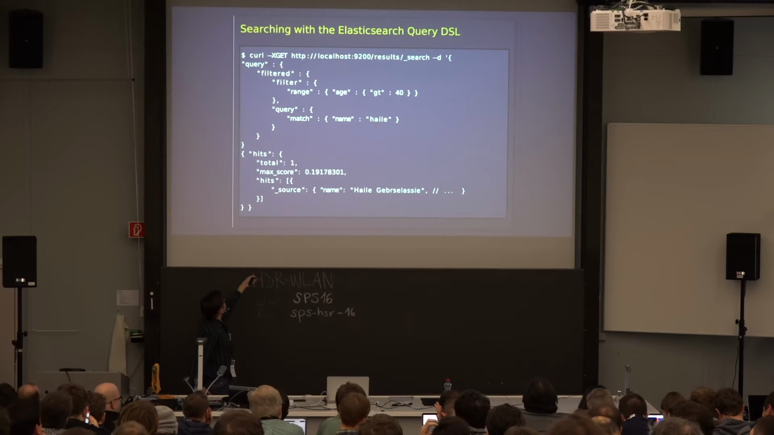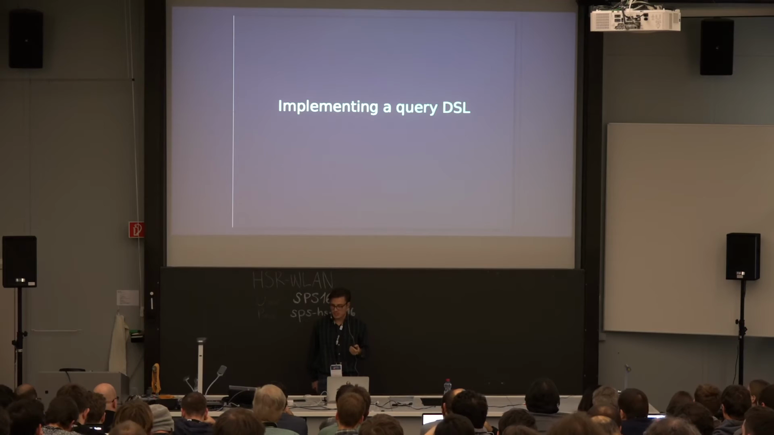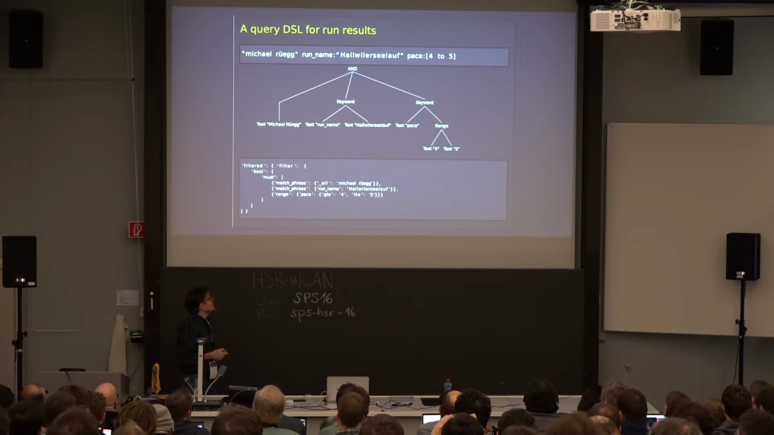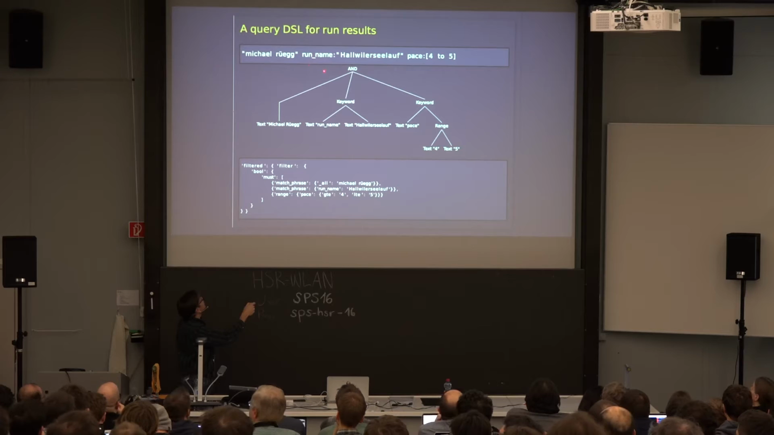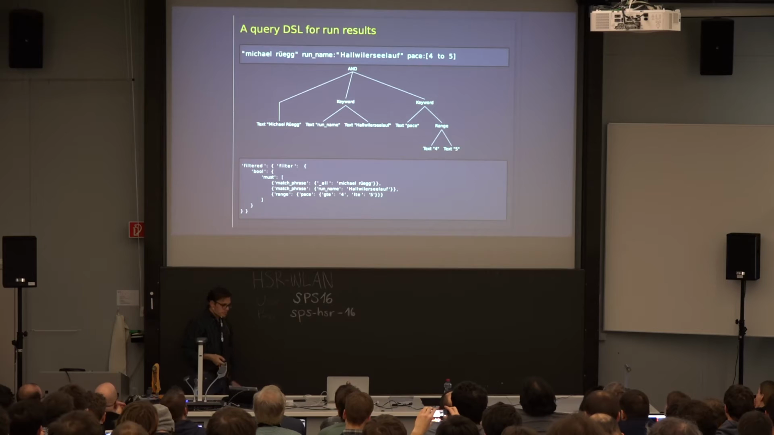So the next step was that we wanted to make a nice query DSL for our specific problem domain to retrieve the running results. And this is how this running query DSL looks like. It's really comparable to what GitHub, for instance, provides. I have here an exact match. So I want to look up this string exactly like it is written. I have attributes. So I'm looking for all runs for the run with this name, and I'm interested in running results where the pace was four minutes per kilometer, between 4 and 5 kilometers.